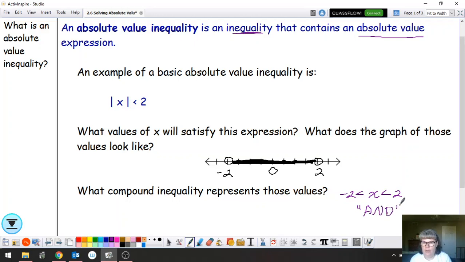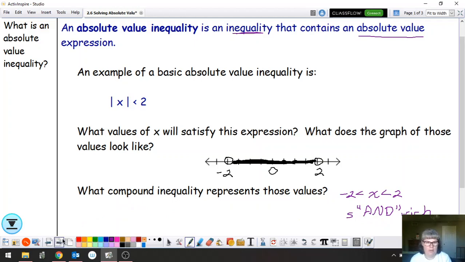but I'm also going to tell you something that I use to help me remember this. And some people think I'm crazy, but I call this a sandwich. All my values are sandwiched between -2 and 2. And since and is part of the word sandwich, it helps me remember that. So when I have a less than, I'm going to sandwich it between -2 and 2. That helps me remember it, that my ands are sandwiches in between.